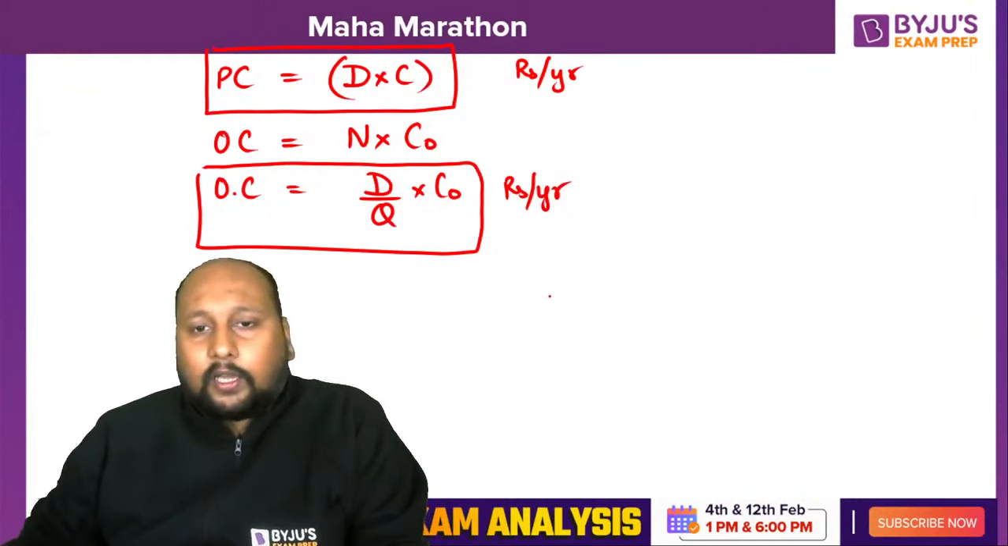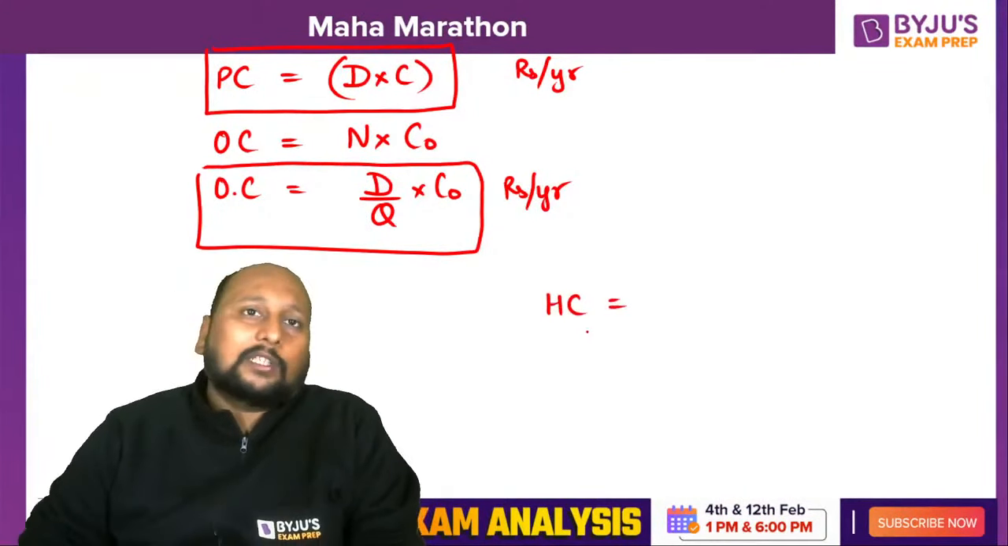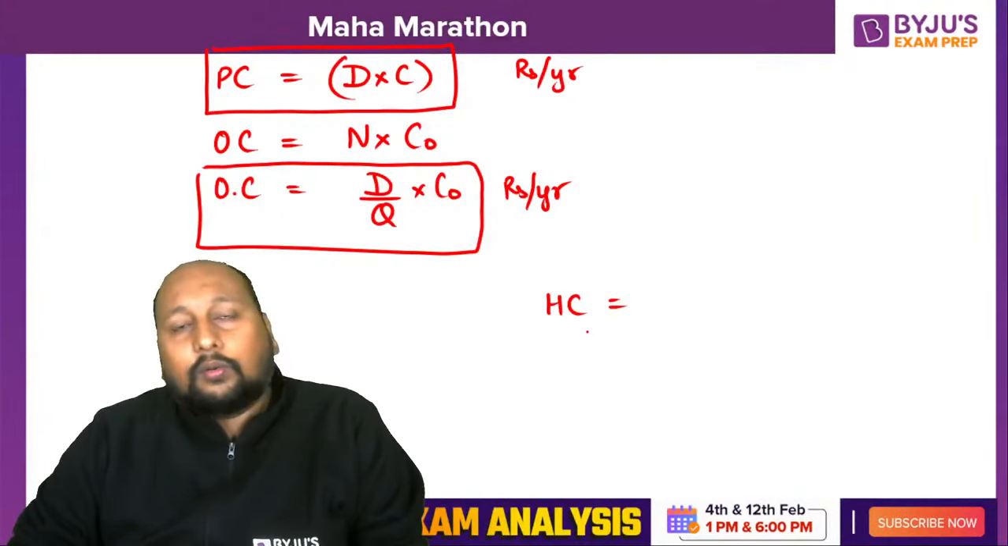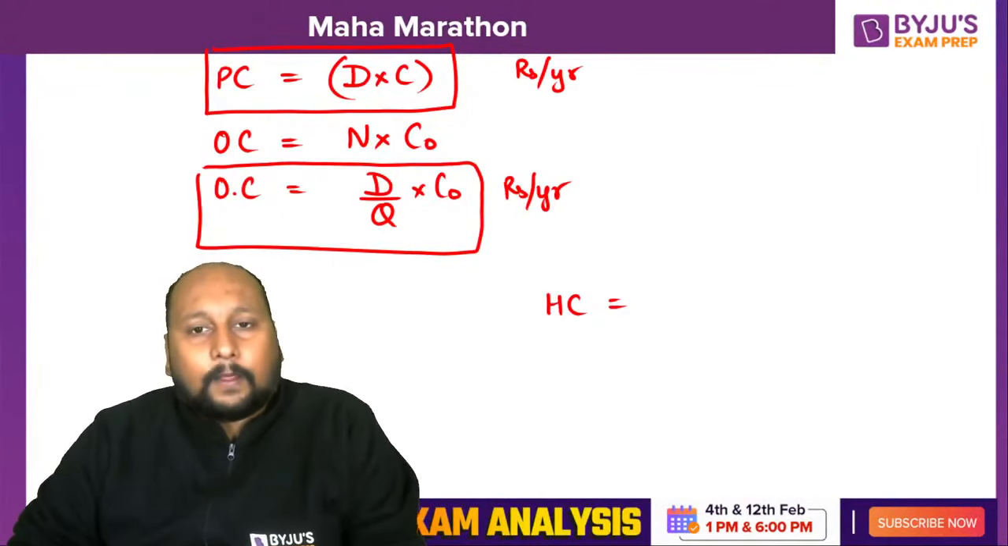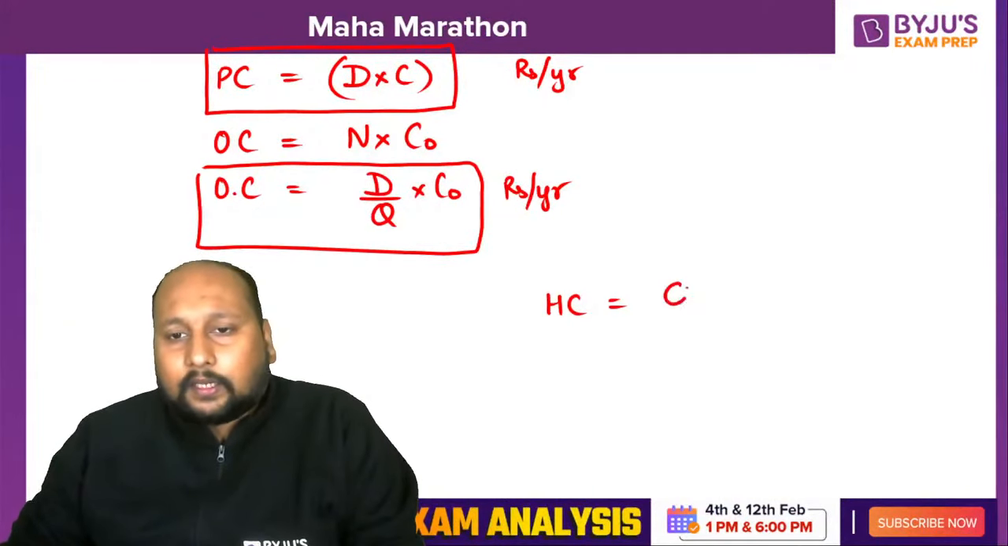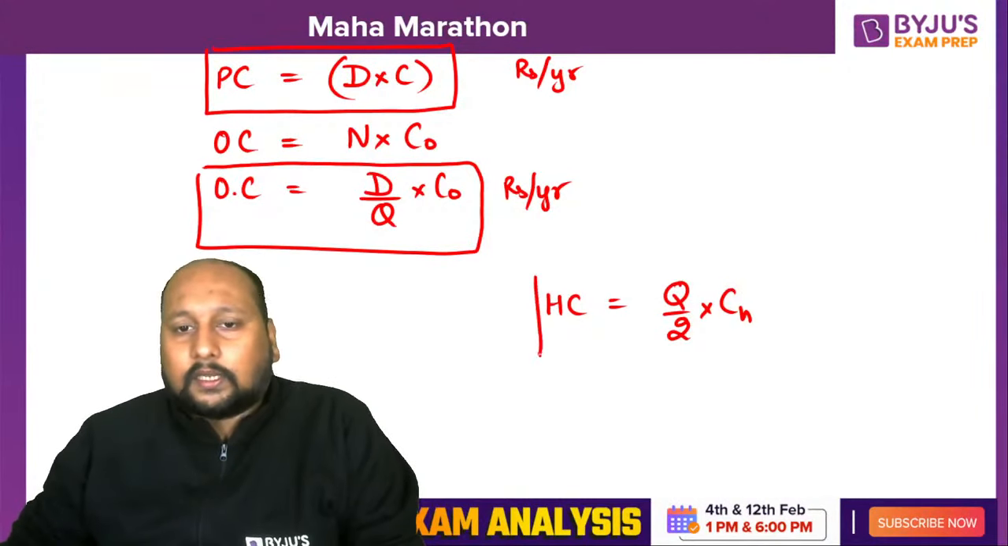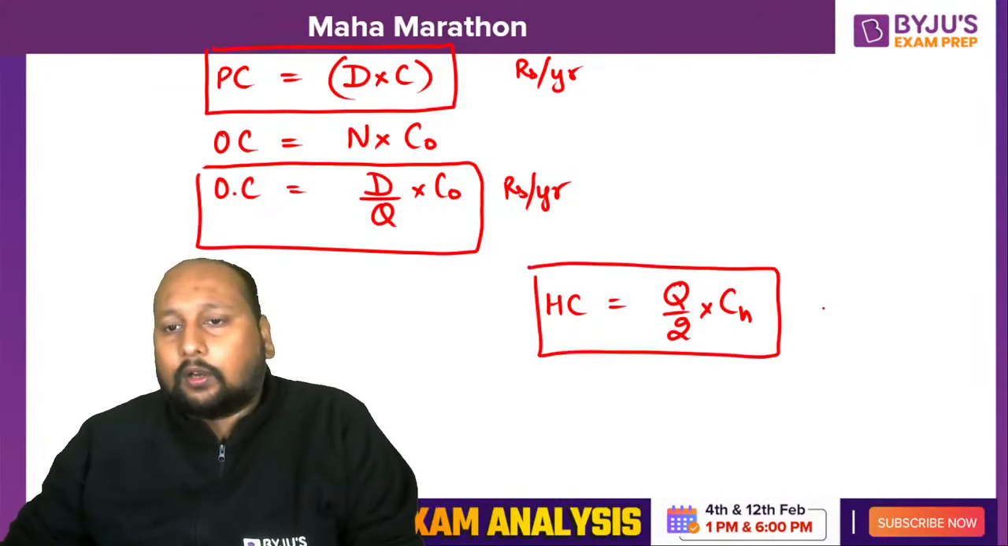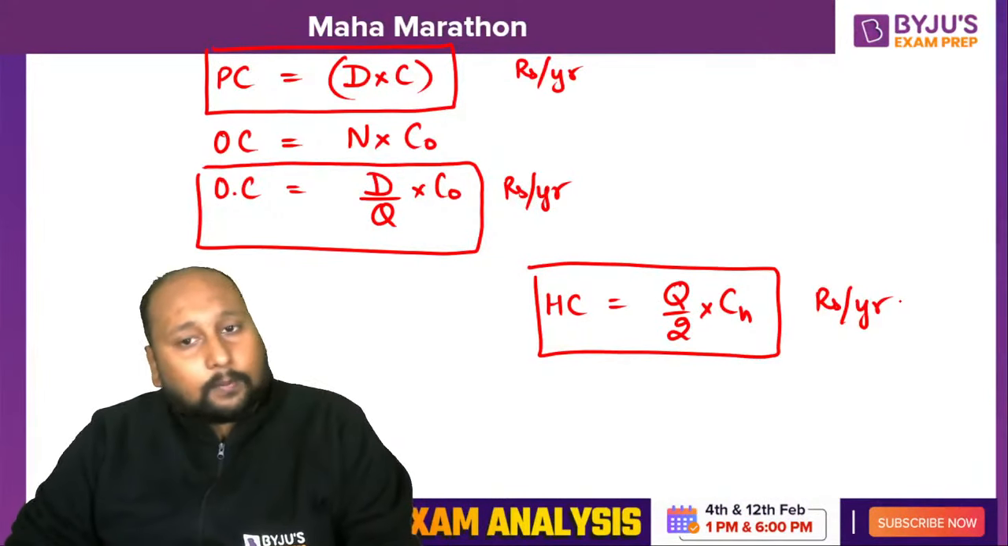If I talk about holding cost, it is nothing but the average inventory into the CH value, right? And if I do all the derivations, we get a very interesting result, that is Q by 2 into CH. This is the annual holding cost per year.